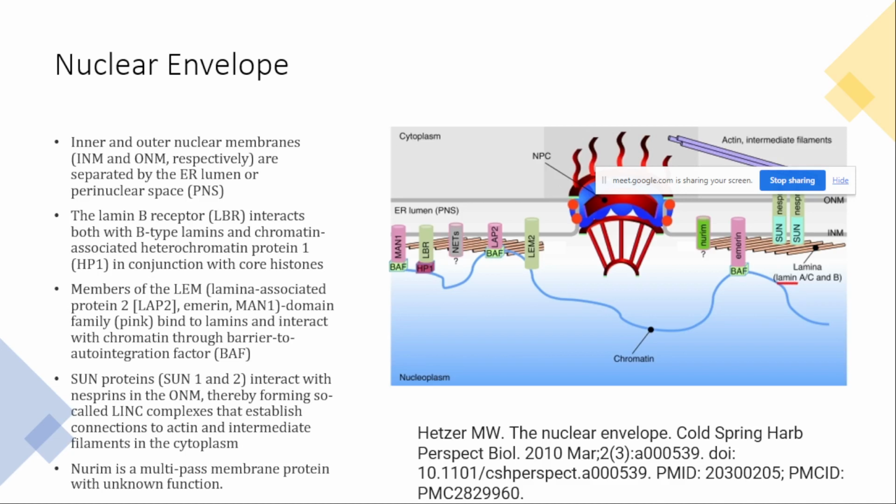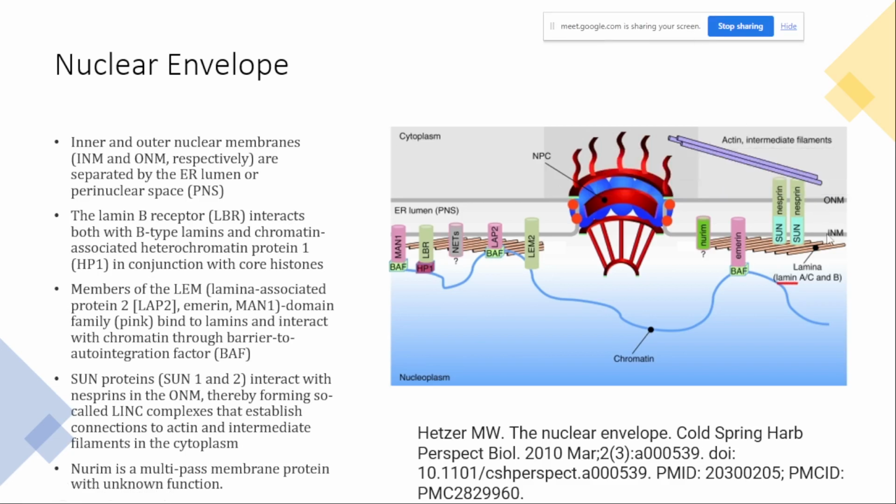So about the nuclear envelope, you can see that there are two nuclear membranes: the inner nuclear membrane and the outer nuclear membrane. This inner and outer nuclear membrane are separated by the lumen. ER means endoplasmic reticulum. And then you can see that the lamin B receptor interacts with the B type lamin. This is the lamin.